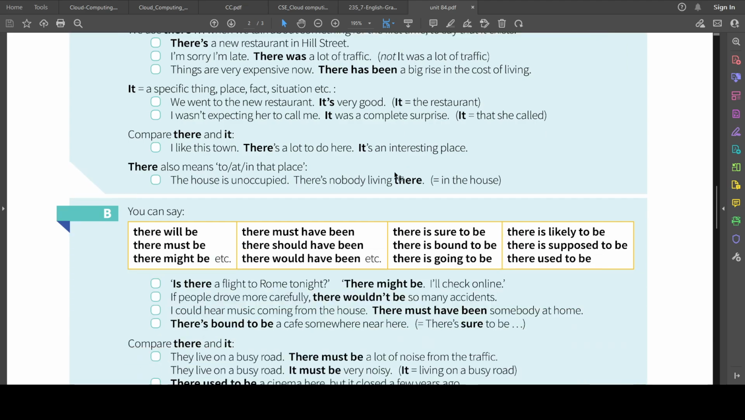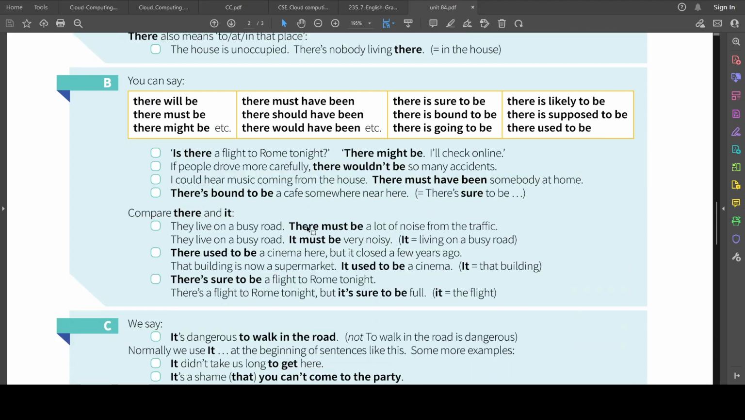So let's move on to section B. You can say there will be, there must be, there might be, there must have been, there should have been, there would have been, there is sure to be, there is bound to be, there is going to be, there is likely to be, there is supposed to be, and there used to be. So all of them express existence.